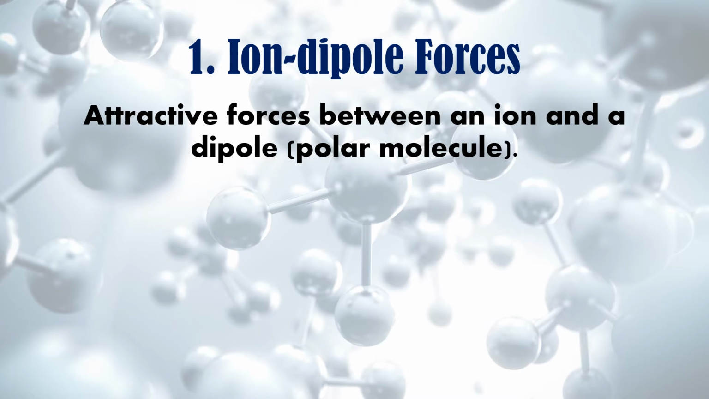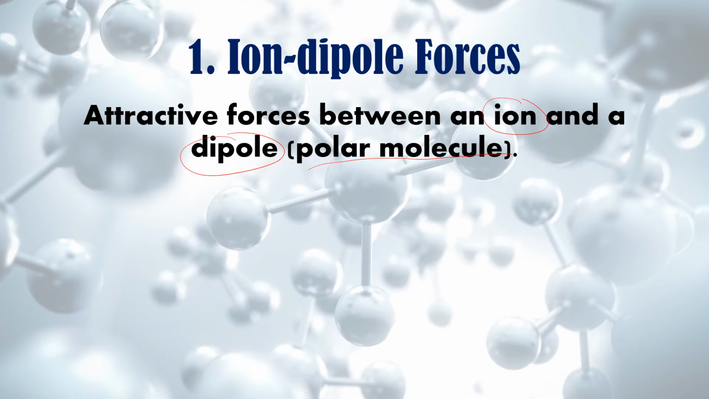And dipole moments are only exhibited by polar molecules. So we have here two important terms. We have ion and dipole. An ion, just a review, is an atom with a net charge. It may be a positively or negatively charged ion due to the loss or gain of electrons. And when we say dipole, this is a molecule that carries two opposite charges separated by a small distance.